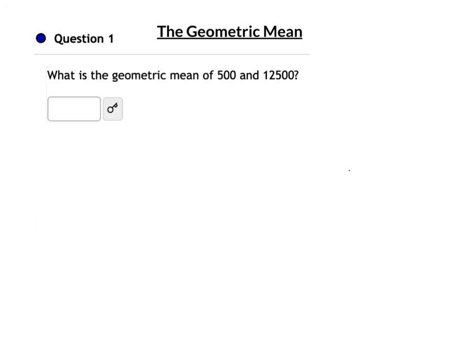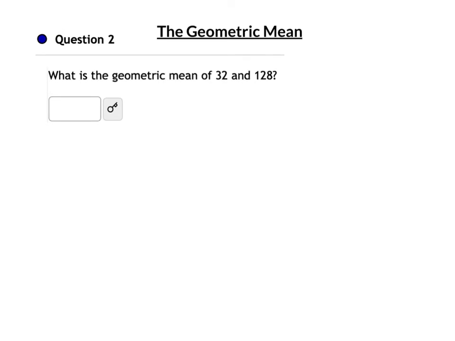What is the geometric mean of 500 and 12,500? You definitely need a calculator for this. The geometric mean is the square root of the product of two numbers. You multiply them and take the square root. The answer then is the square root of 500 times 12,500. Make sure you use parentheses if you punch it in like that. You can use Desmos, desmos.com. You're going to end up getting 2,500 as your answer.